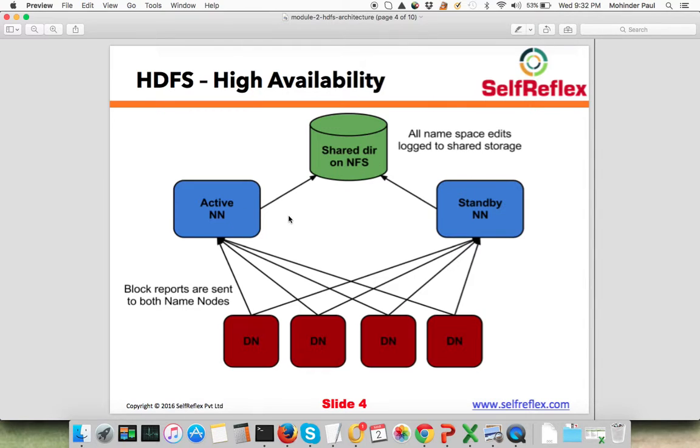In case your active name node dies, your standby name node has the complete view of the system, because all the data nodes have been sending the heartbeat to the standby name node. And your standby name node can read whatever edits have happened since the last checkpoint. It can read all the edits and it can create the whole file system again, right? So this is not the detail of high availability, but at a high level, that's what happens in high availability. Make sense, guys?